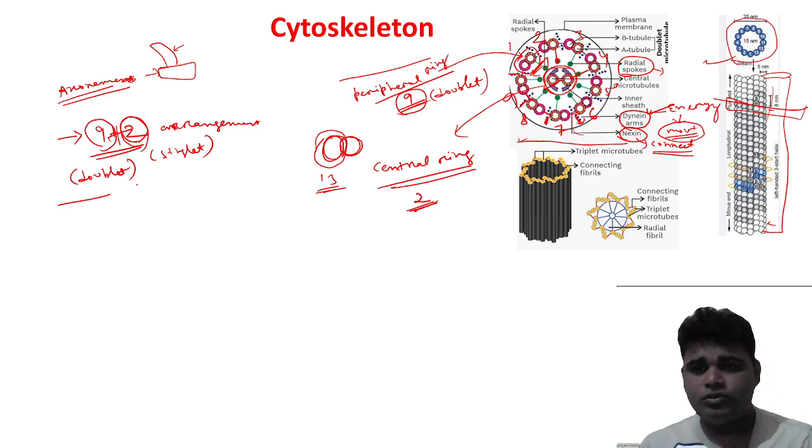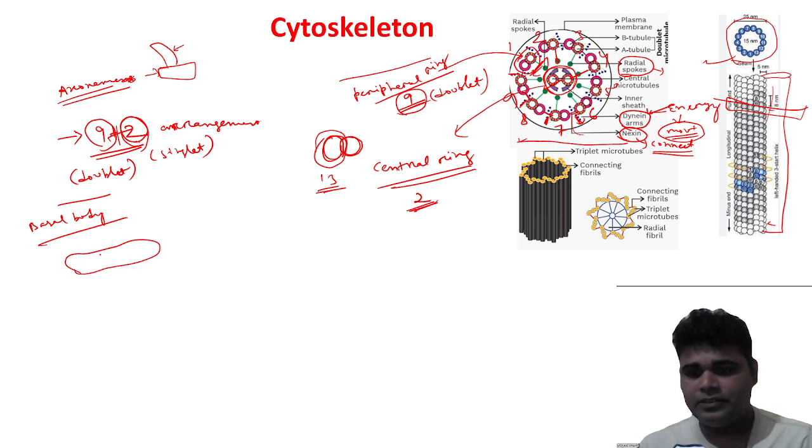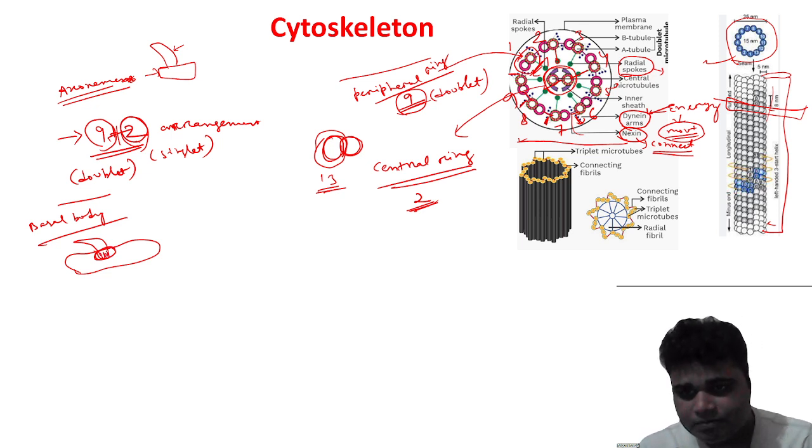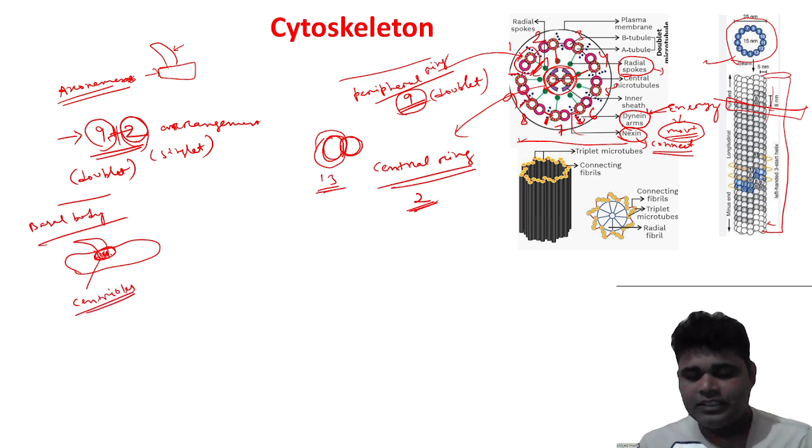Now come to another structure, called the basal body. For example, this is the paramecium, this is the cilia structure, and inside the body, in the cytoplasm, the centrioles are present. They are called the centrioles. Now in the basal body, the centrioles form the cilia and the flagella, and the process is called ciliogenesis. So what is ciliogenesis?